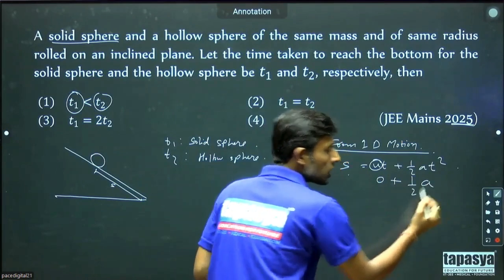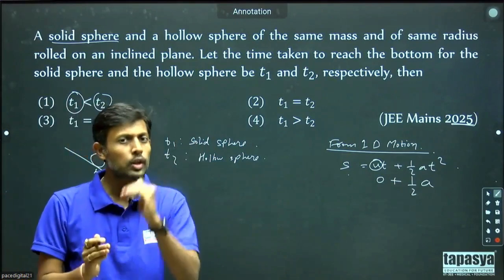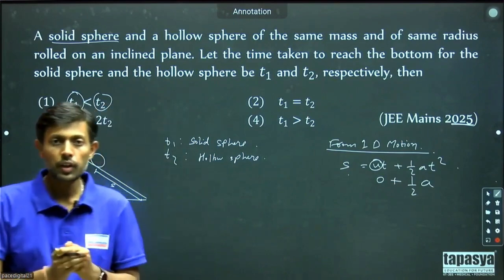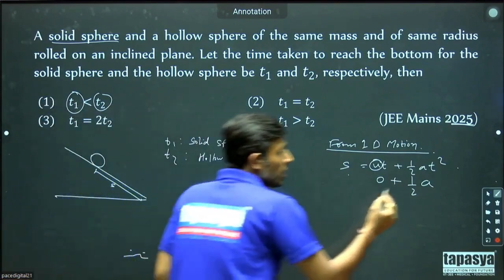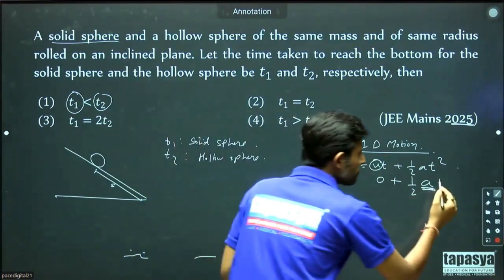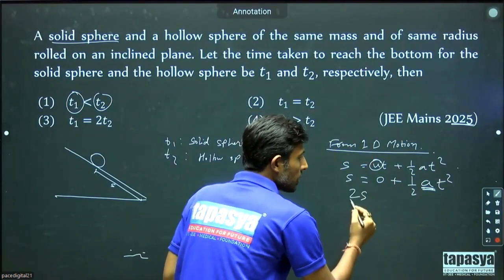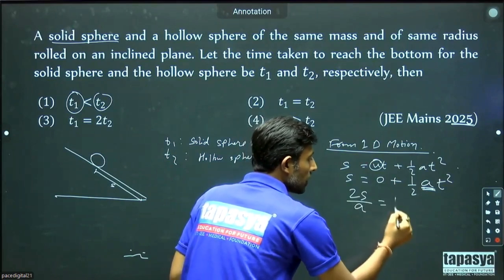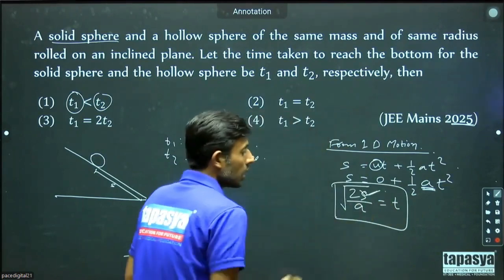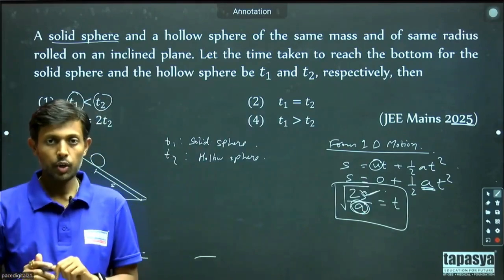Half acceleration is what we need to know. So if acceleration for the solid sphere is more, it would take lesser time. If acceleration for the solid sphere is less than that of the hollow sphere, it would take more time. So our main goal is to find out this acceleration. s equals half a t square, so 2s by a gives us t squared. Since the distance is the same, if somehow we can find out the acceleration, we would know how the times compare to each other.